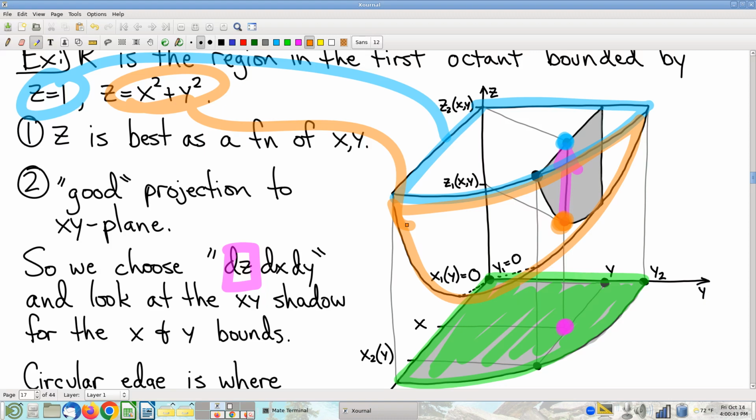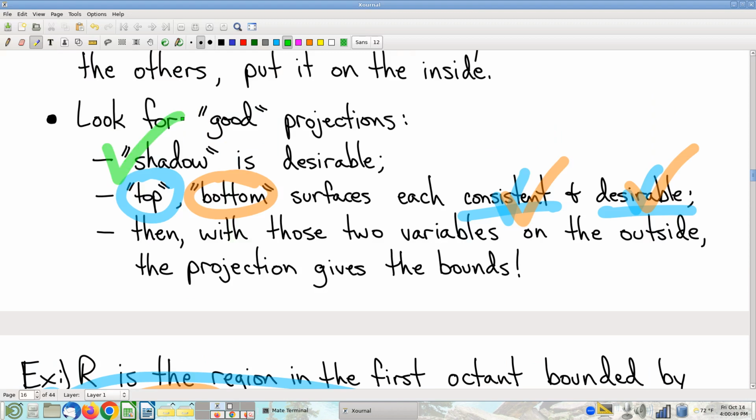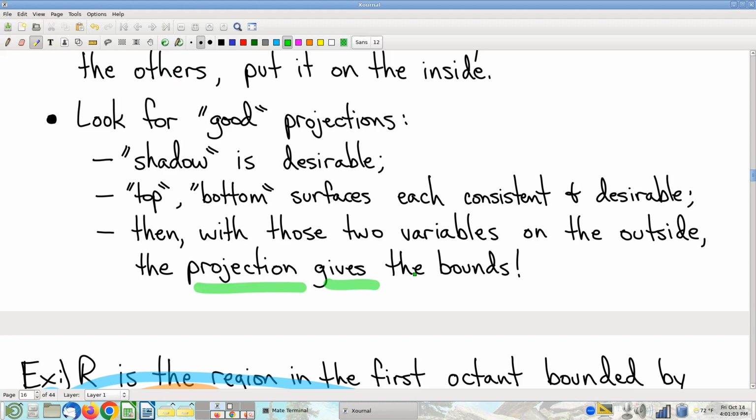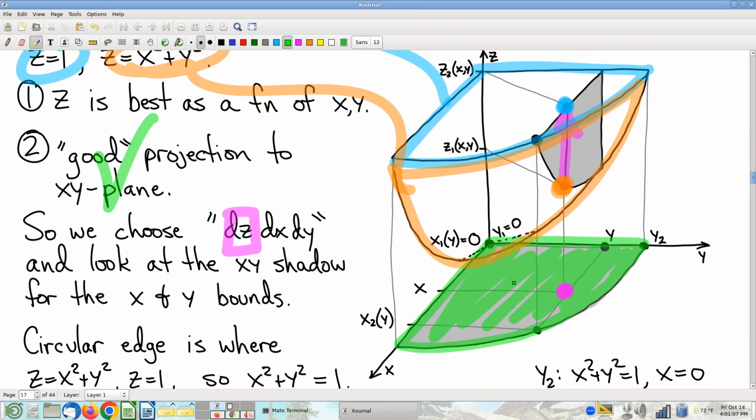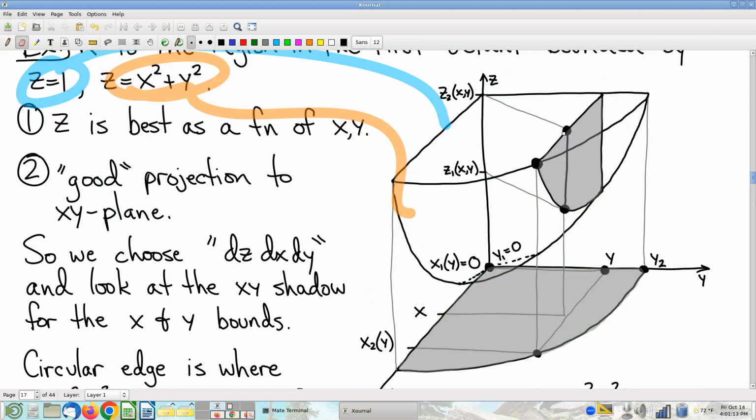So this is what I mean by a good projection. Good projection into the XY plane. Good shadow, top and bottom surfaces consistent and desirable. The reason I like this, the reason I call this a good projection, is because I claim in this situation, the projection gives you the bounds for the x and y integrals. So we've projected down here to the xy plane. Let's think about what the bounds are. I'm going to erase all this now.